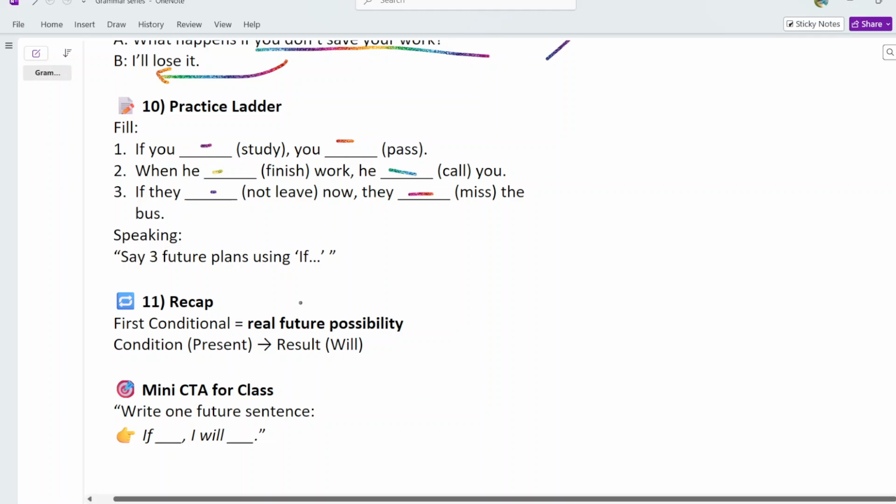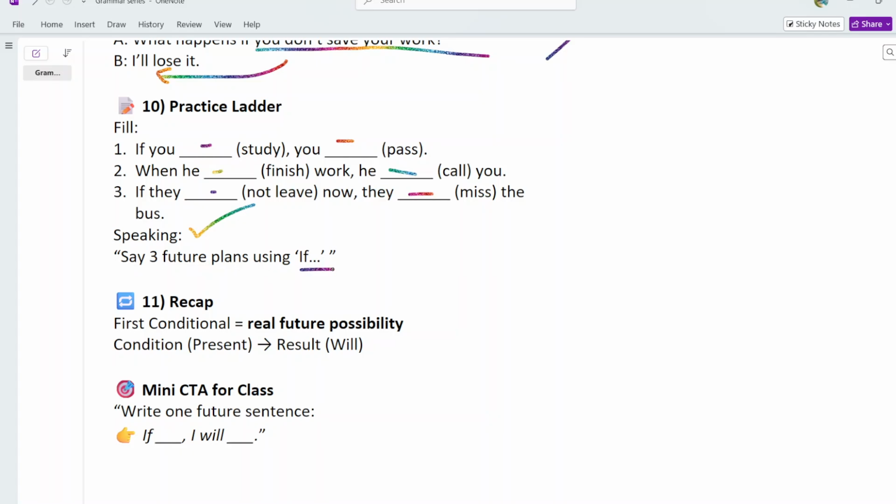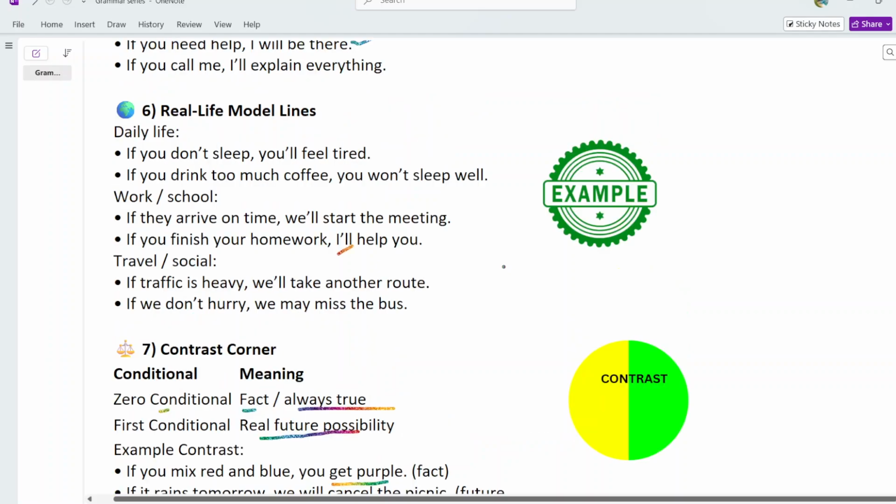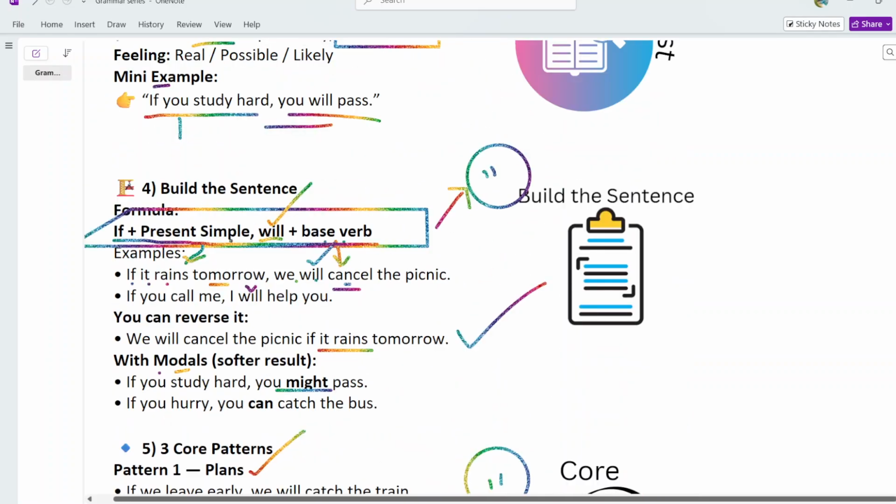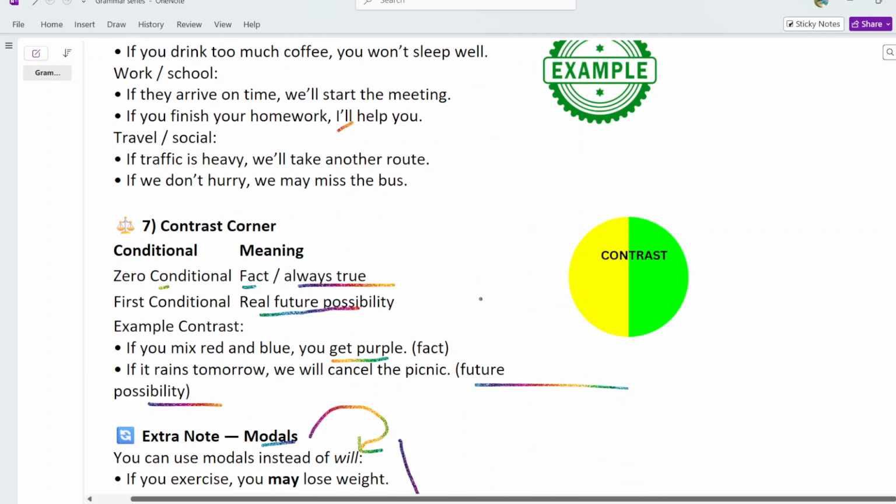Let's go on. We are going to talk about the speaking part, wherein you are going to say three future plans using the if clause. Okay, what are we looking at? Complete the sentences and then speak your own future plans using if. Complete these sentences, then speak about your own future plans using if, but follow this structure. All right, great.